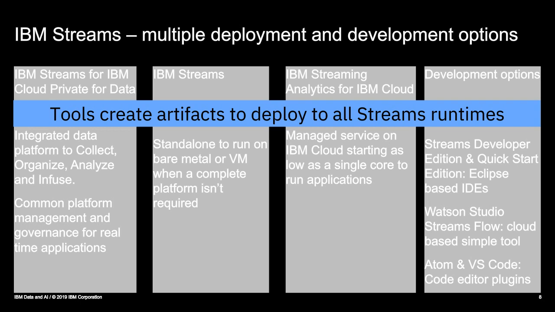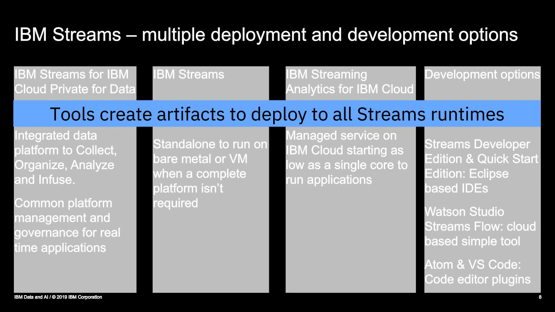There are a variety of tools that allow you to build these applications. There's Streams Developer, supported offering from IBM using Eclipse-based tools, the IBM Quick Start Edition, which is really almost exactly the same code to be able to build your applications, but it's a no-charge offering with only forum-level support. There is IBM Watson Studio, Streams Flow to build simple applications today on the IBM Public Cloud and deploy to IBM Public Cloud. And then for those developers who really like to just pound out the code, we've got some code editors that plug into Atom and VS Code to be able to build your Streams processing language applications.